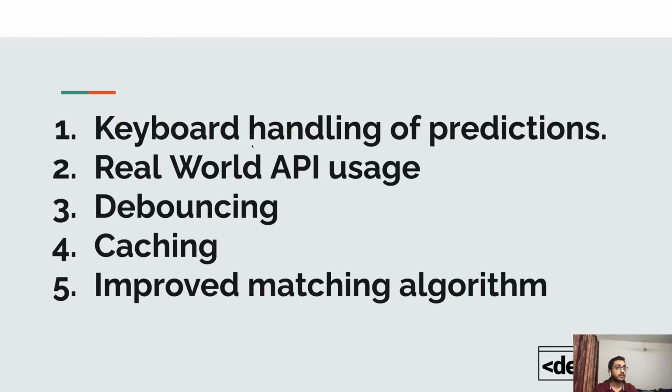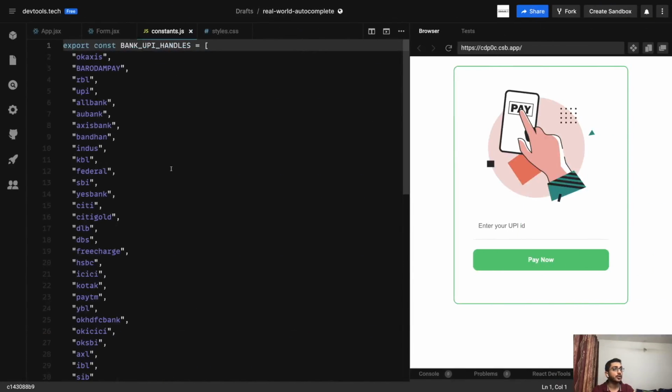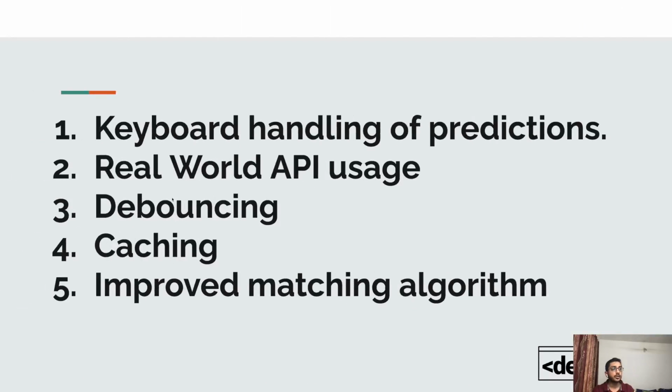That is one thing. The second thing would be real world API usage. As of now, we are hard coding all the bank handles, all the bank names, but the interviewer might give you an API and ask you to integrate that API, maybe make a fetch call, and you have to get the list of predictions from the backend. So implementing that would be a case here.